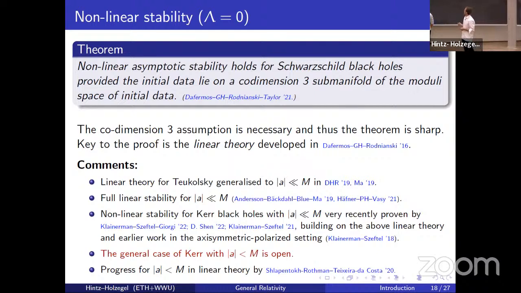I should also say that the general case of Kerr in the sub-extremal case with a smaller than M is completely open, but there has been some progress in the linear theory, namely for the Teukolsky equation, proving decay estimates in that range by Shlapentokh-Rothman and Teixeira da Costa.